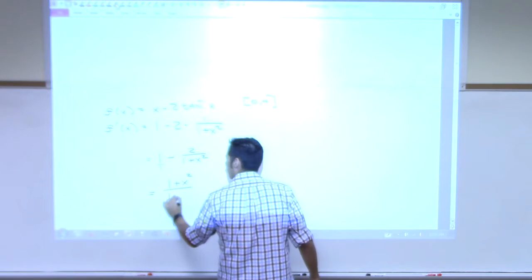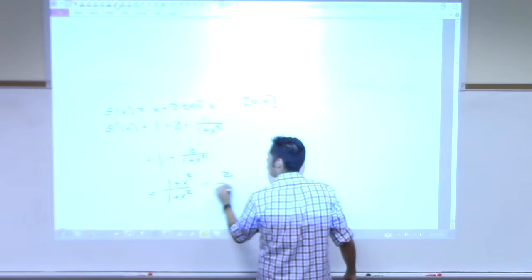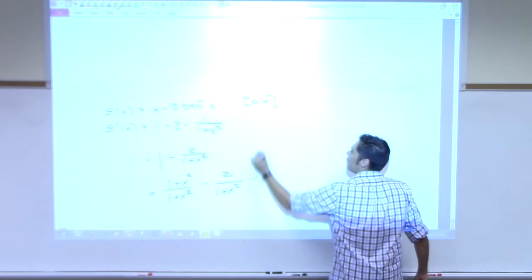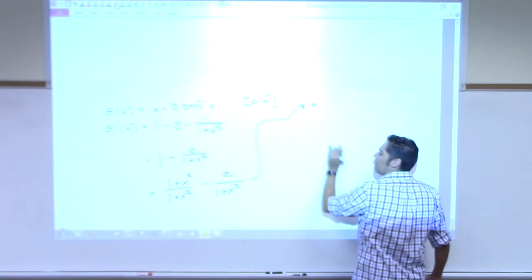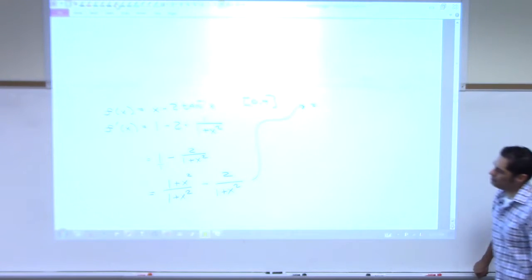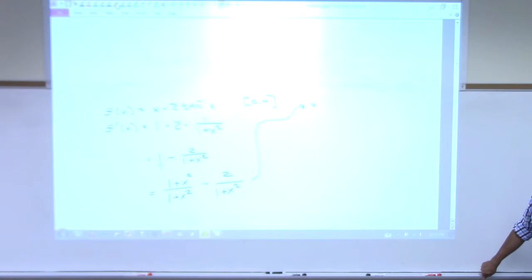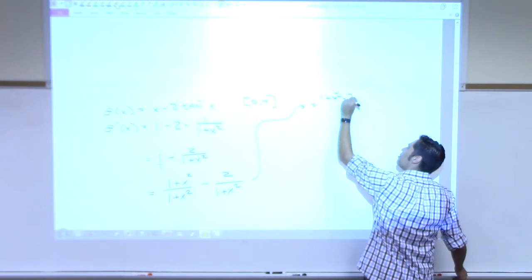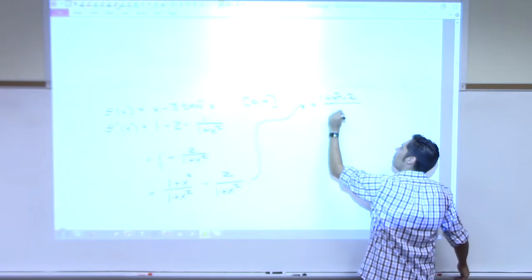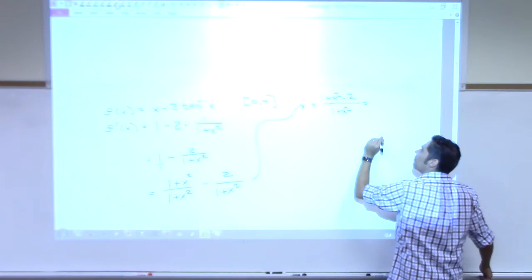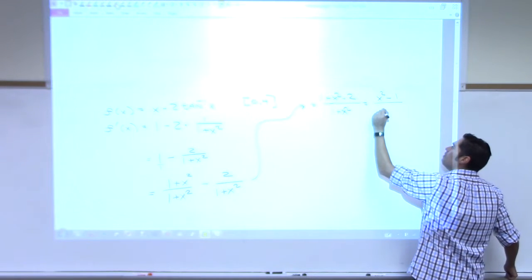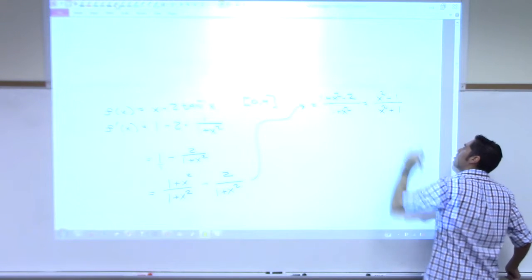I'll do a little detail here. 1 plus x squared again, minus 2 over 1 plus x squared. So I'm just rewriting the 1 as 1 plus x squared over 1 plus x squared. And then that becomes my final version, which is what? 1 plus x squared minus 2 is on top, and on the bottom, 1 plus x squared. What's the top? You could do negative 1 plus x squared or x squared minus 1. And on the bottom, I could rewrite that as x squared plus 1.